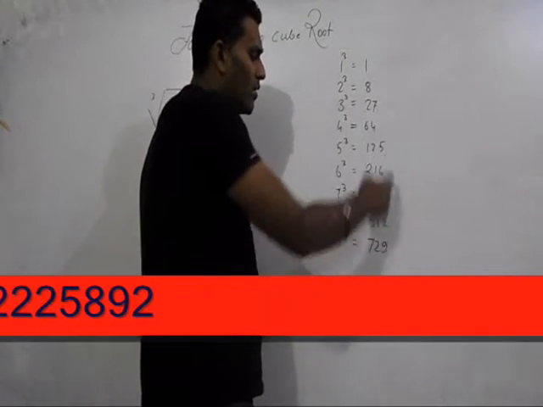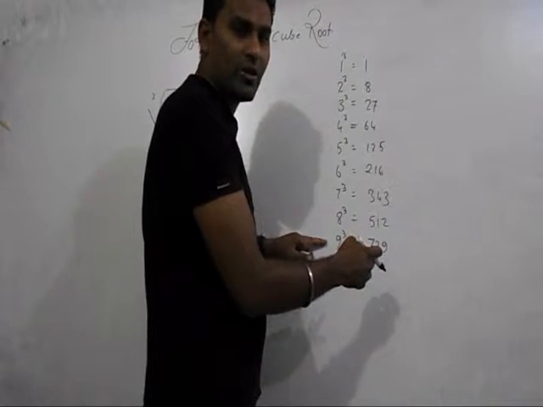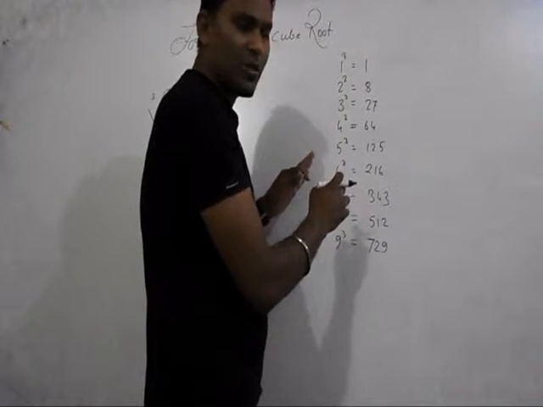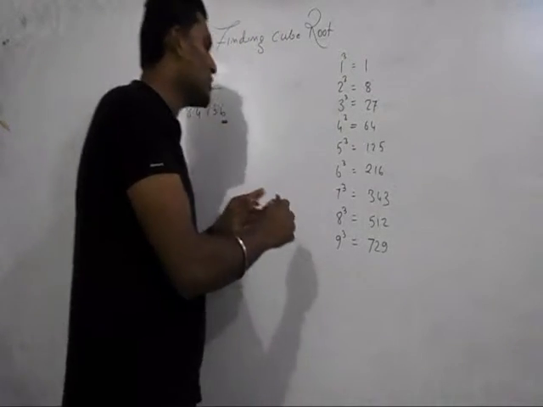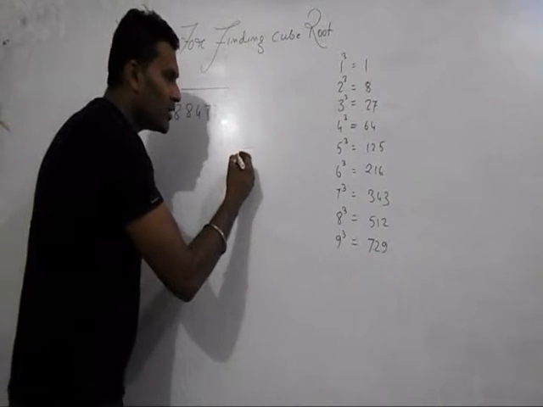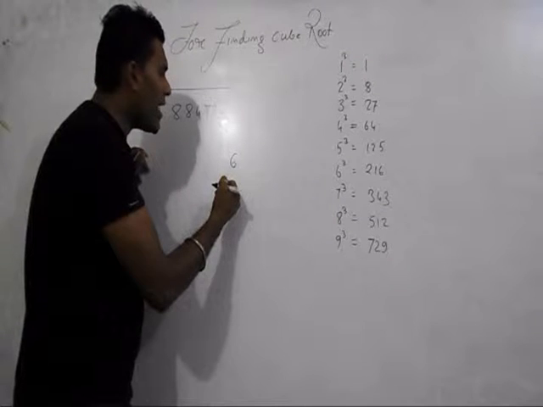This is the only number which I wrote from 1 cube to 9 cube. So in this I see only the cube of 6, which comes 6 at the unit place. So I have taken 6 as the unit place of our required answer.